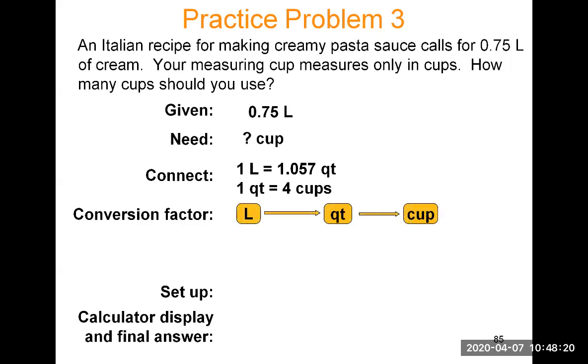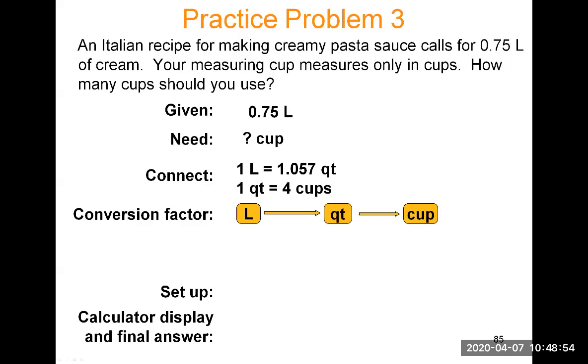So here, for given, we have the liters. We need cups at the end, but we saw that there is no direct liters to cup relationship. So we have to go through quarts. So we will go from liters to quarts and then from quarts to cups. For the first conversion from liters to quarts, we will use the equality that has 1 liter equals 1.057 quart.